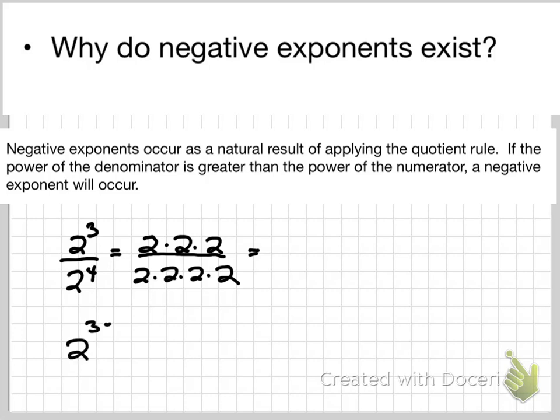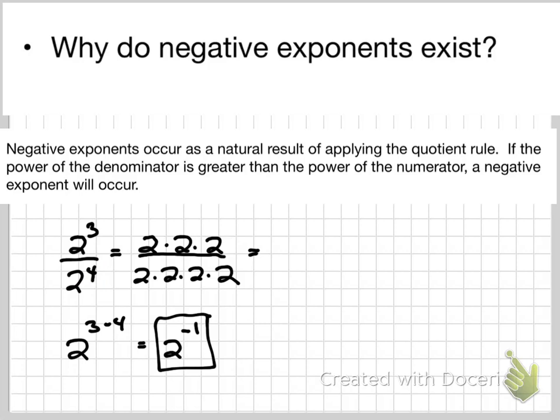So we would have 2 to the 3 minus 4 power, and that gives us 2 to the negative first power. Okay? So already, just by applying the quotient rule to this expression, we have a negative exponent. So again, as you can see here, if the power of the denominator, in this case 4, is greater than the power of the numerator, here it's 3, then when you subtract, you're going to get a negative number.